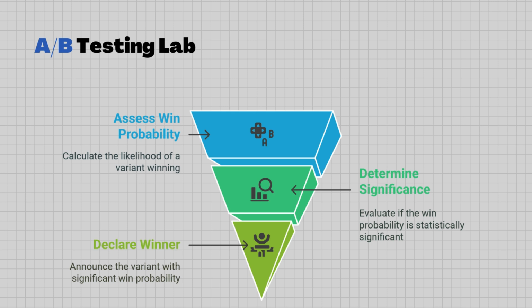Klaviyo categorizes results. A winner is one with high confidence, greater than or equal to 90% win probability. If a test is not significant, treat it as inconclusive. For example, if version A gets 52 clicks and version B gets 50, that difference is likely random. Use online sample size calculators or built-in ESP tools to estimate how many recipients you need for significance given your list size and expected conversion rate.